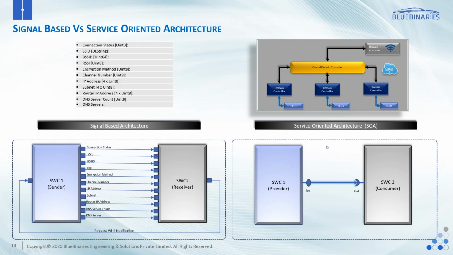But in the service-oriented architecture, all this can be achieved with one single service, where the consumer, the central domain controller, would be requesting a service. It will send a get service notification, and this provider will set all these values to the service as arguments and send it to the consumer, and the consumer can take all this information in one instance of communication, and then perform all the actions on this.